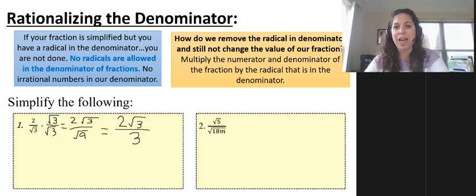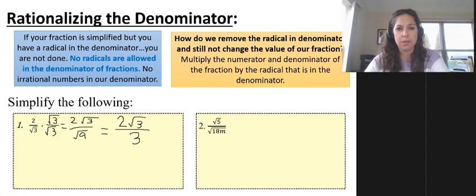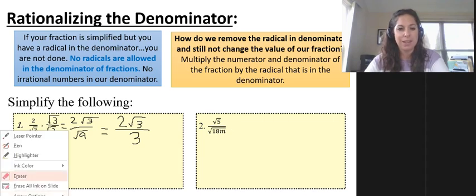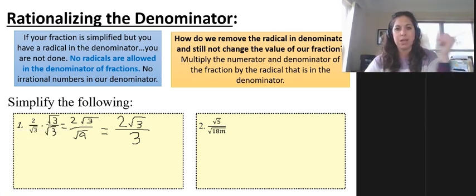All right, square root 5 all over square root 18m. Okay, again, let's go ahead and rationalize. The 5 and the 18m are not going to reduce. In order to get rid of that square root in the denominator, we're going to multiply the top and the bottom by square root of 18m.